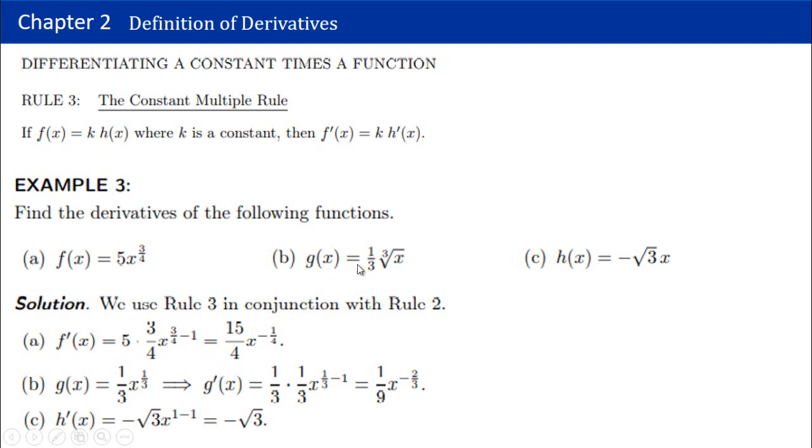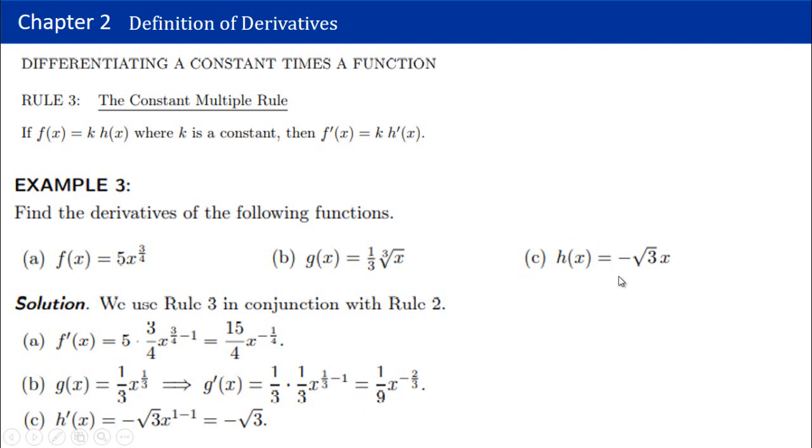In letter B, we have 1/3 cube root of x. We know that cube root is the same as x to the power of 1/3. So, that means ito ay pwedeng isusulat ng 1/3 x to the power of 1/3. And this one ay magiging numerical coefficient, that is 1/3 times 1/3. And then, minusan ng 1. We've got 1/3 minus 1, that is negative 2/3. And then we have 1 over 9 x to the power of negative 2/3.